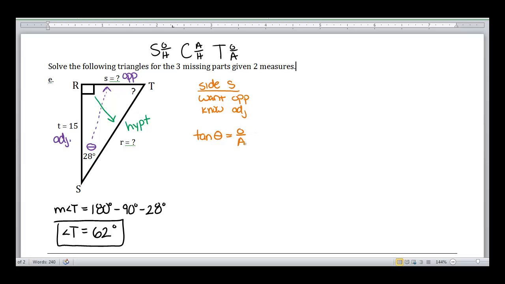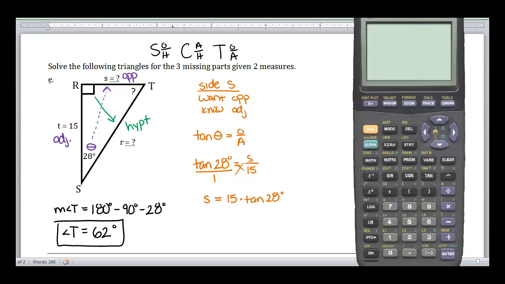Then I fill in what I know. Theta, remember we said, was the 28-degree angle. So I'm taking the tangent of 28 degrees. Then I want to know the opposite side, side S, and I already know the adjacent side. That's 15. From here, I just have to solve and put it in my calculator. I would recommend we make this a proportion so that we can cross multiply. By doing that, that tells me S is going to be 15 times the tangent of 28 degrees.